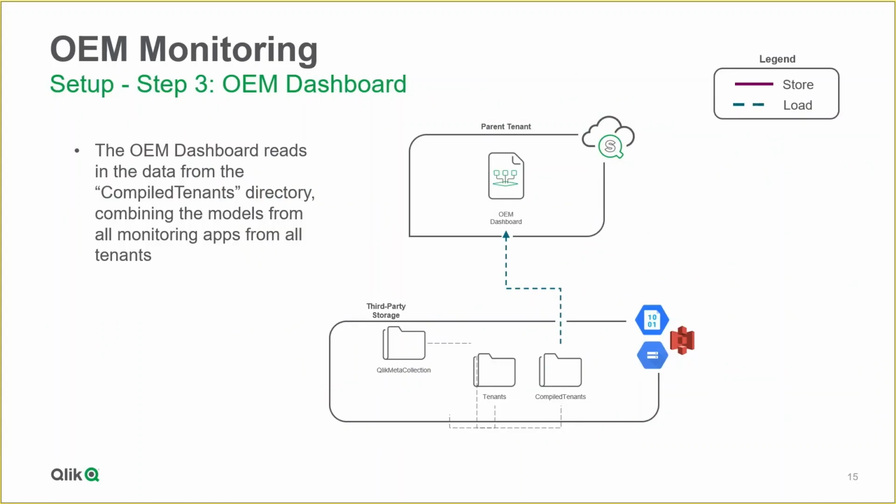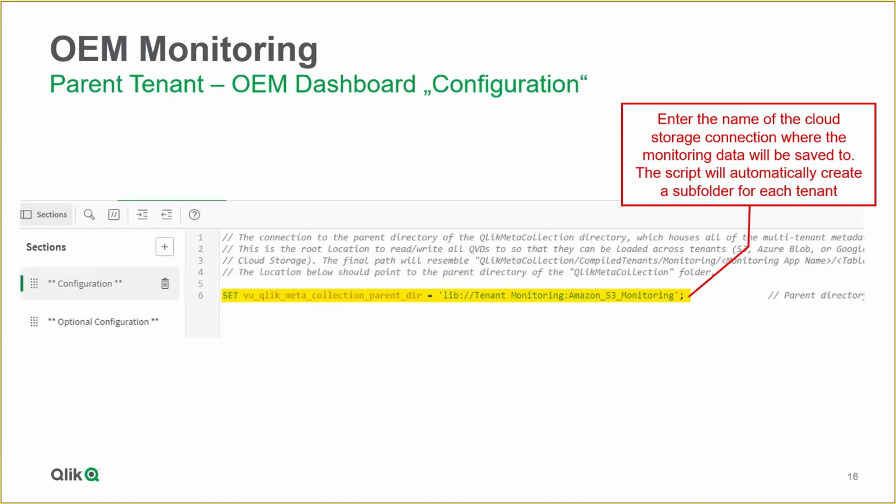Then finally, the OEM dashboard app will only load the QVDs from the compiled tenant folder of the centralized file storage and present it in the charts in the dashboards. On the configuration side, the only thing we need to change is basically pointing to the centralized file storage to their main directory.